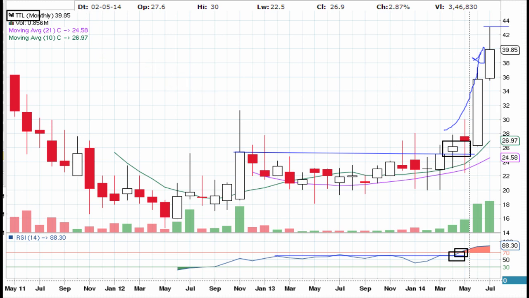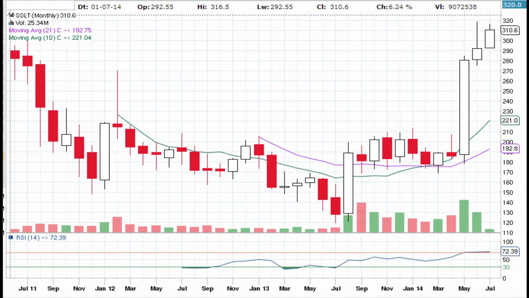Let's take a look at this one. Now what's interesting is this stock also trades in the US, and we perfectly timed this entry in the US because the stock in the US was also breaking out to 3-year highs, just like it was doing in India. So we perfectly timed this one.